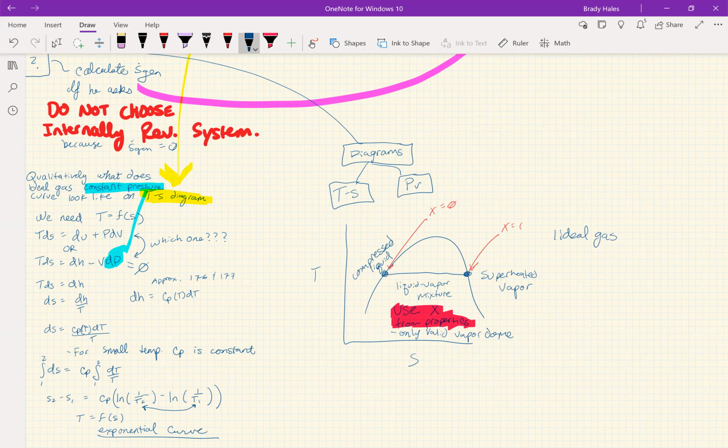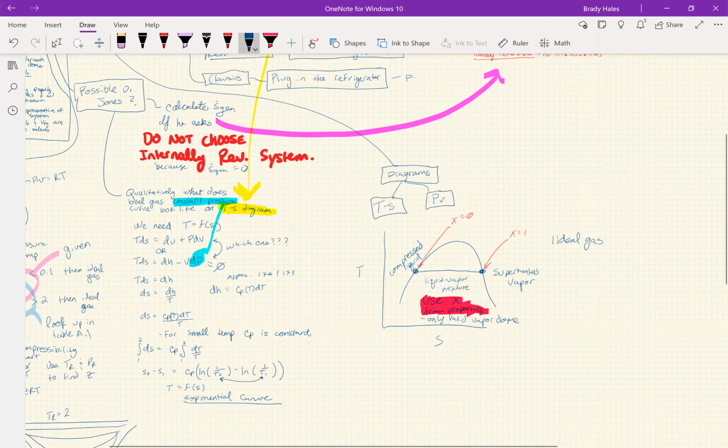So if your quality X is 0, then you're right on the line, right? So technically you're still a compressed liquid. Or sorry, not a compressed liquid, you're a saturated liquid. And then anywhere on this line, you're a saturated liquid vapor mixture. And then on this point on the right side, you've become a saturated vapor. And then after that, any other temperature entropy increase is a superheated vapor. And then much greater than that, you'll be able to consider it to be an ideal gas.